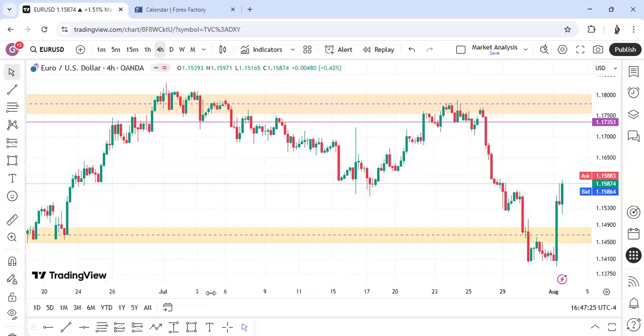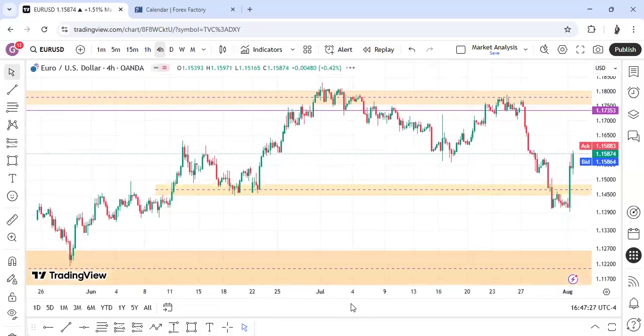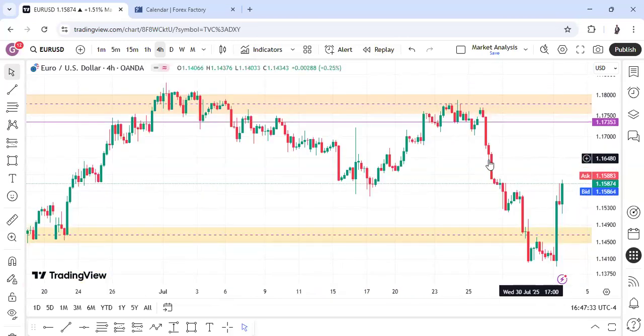Okay, these lows have been taken out. I want to see it trade into this area and then give up the ghost and go lower. It shouldn't go all the way up to take out this high. If it does that, then the sentiment will change from bearish to bullish.